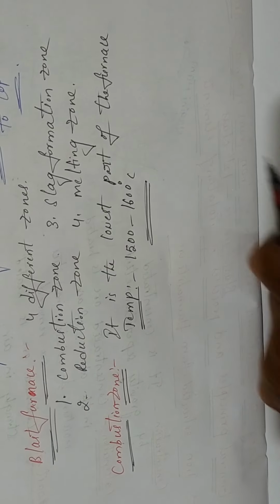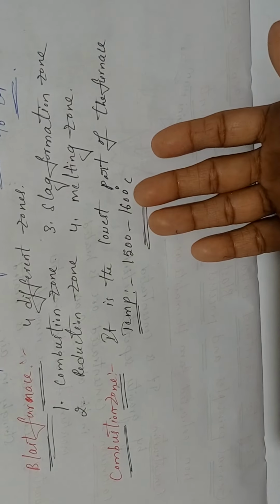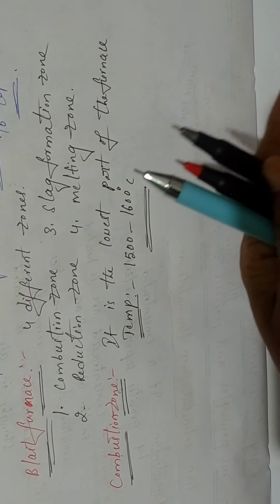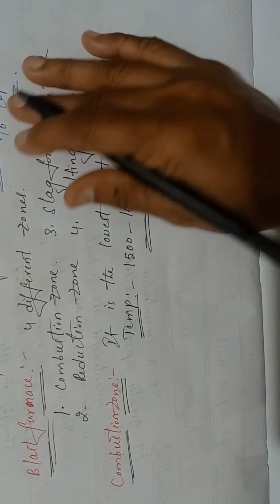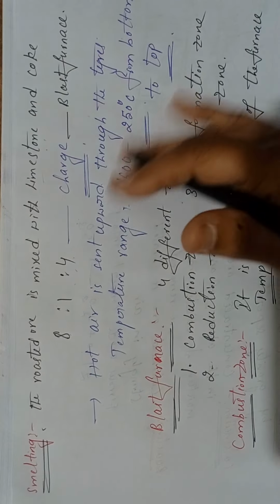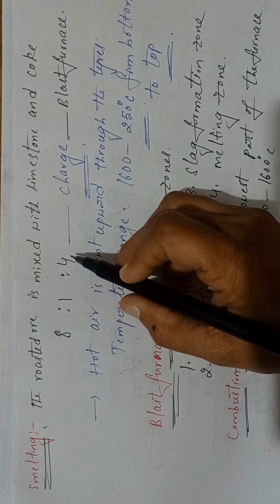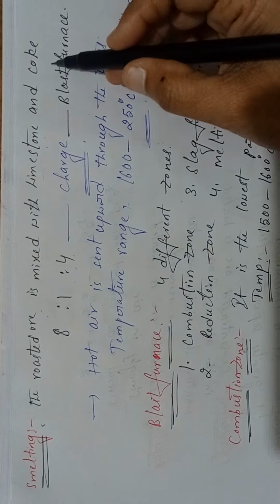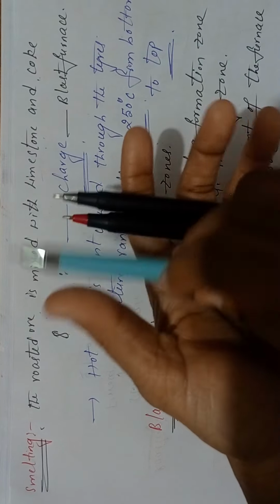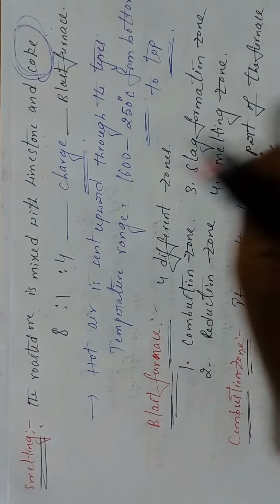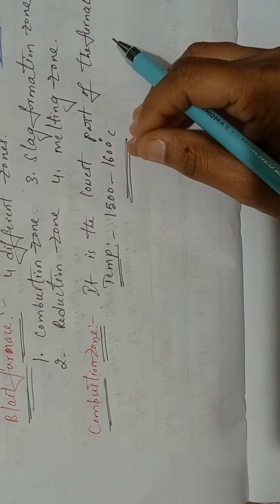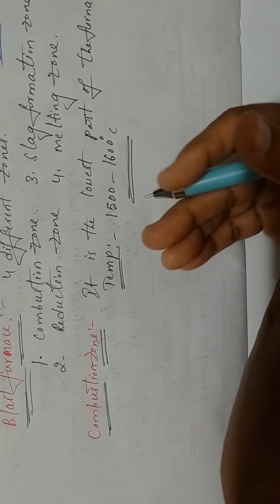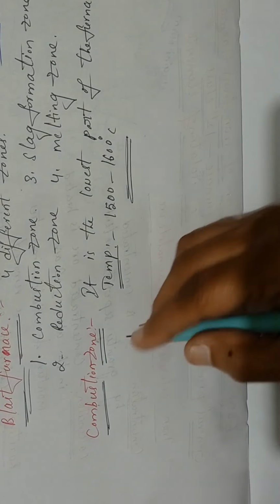Now see, students, in combustion zone, what reactions are taking place? See here, in the charge, what did we add, students? What is the mixture of the charge? 8 is to 1 is to 4: limestone, coke, metal and roasted ore. Correct? So coke is there, and this coke is reacting in the combustion zone. Coke is combined with oxygen, that means it reacts with hot air.